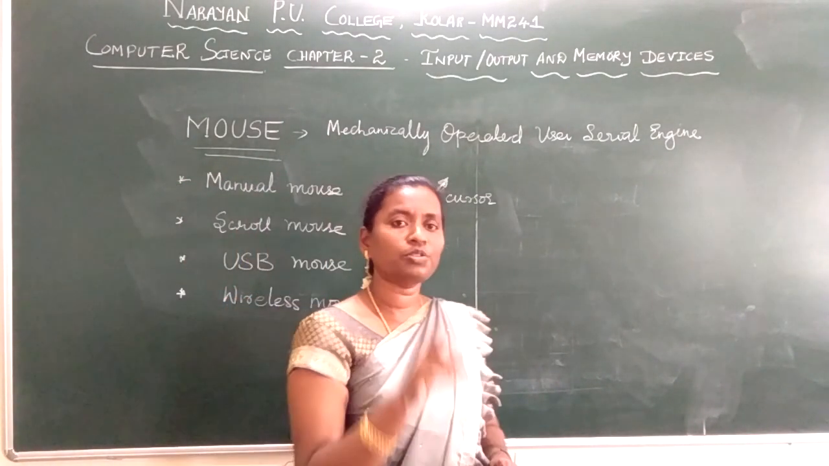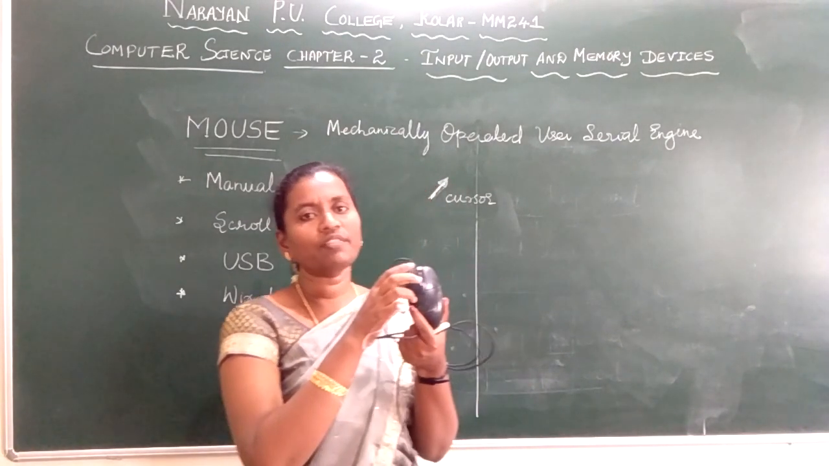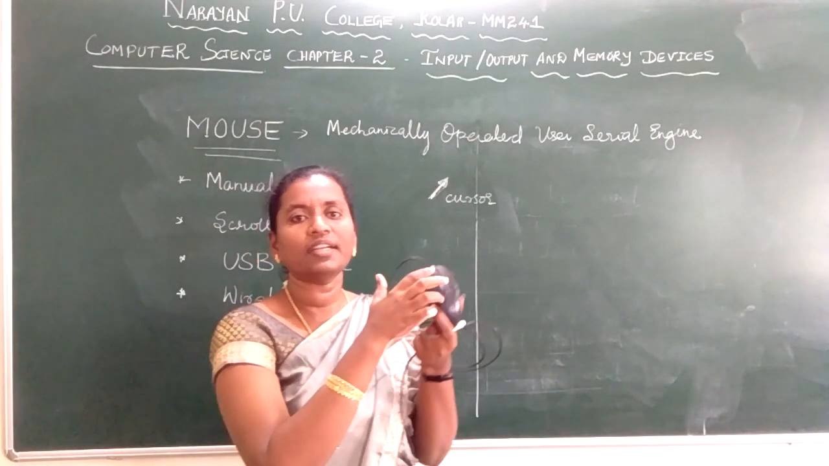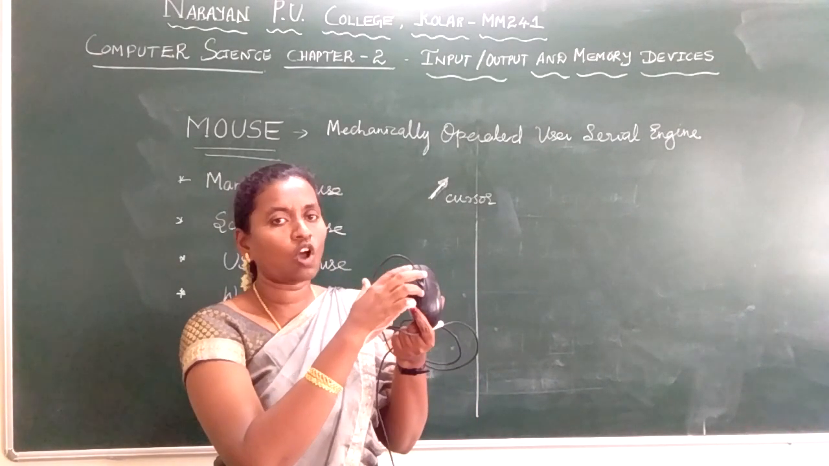Next we have the scroll mouse. In the scroll mouse you usually have a scroller, a left button and a right button. To do the left click and the right click, we use the scroll mouse.